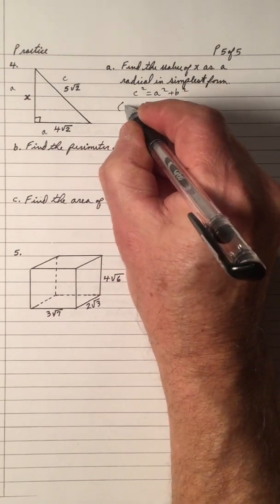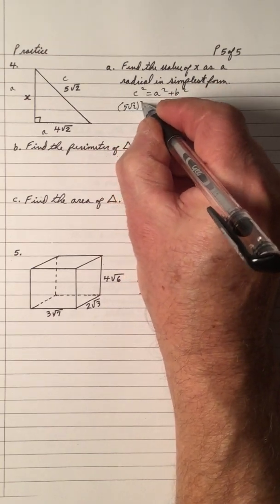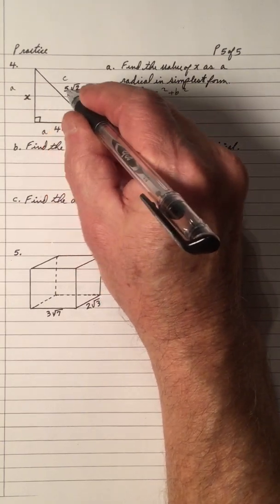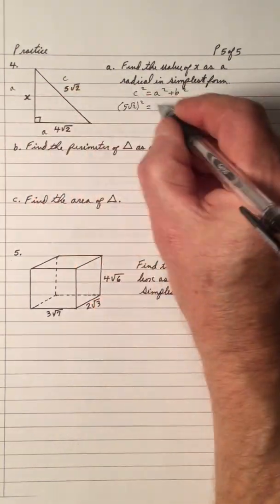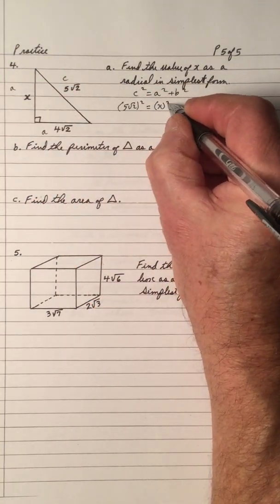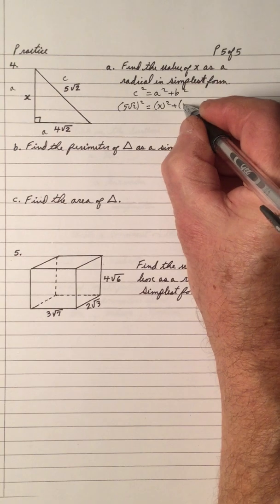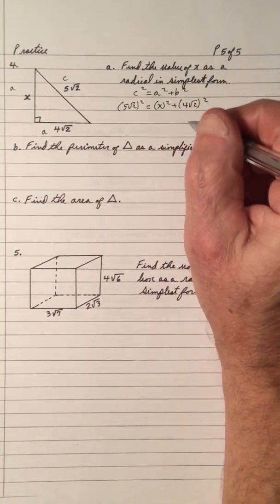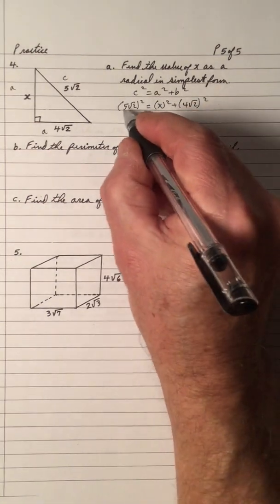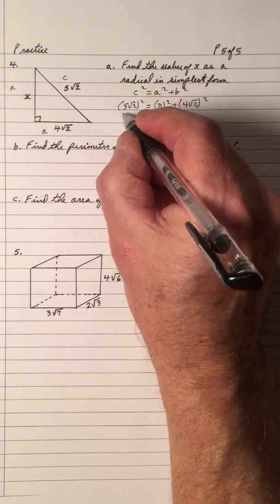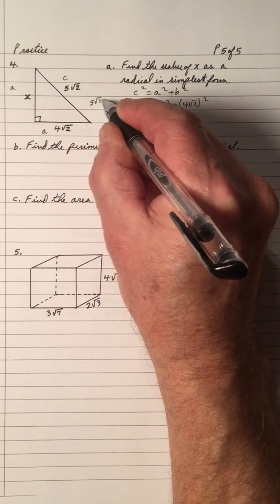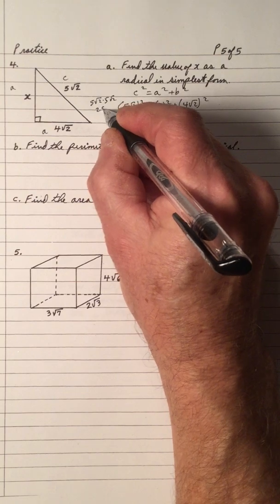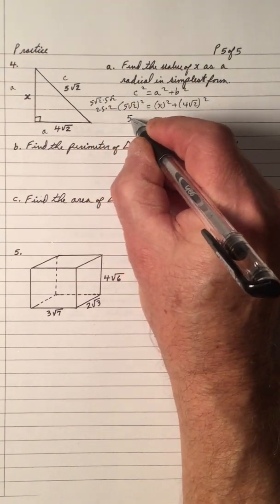So that means that 5 root 2 is my c. C is the opposite of the right angle, which is the hypotenuse. A is x, and b is 4 root 2. So we can have Pythagorean with radicals as well as integers. And 5 root 2 squared is, let's write that, 5 root 2 times 5 root 2. That's 25 times 2, so that's a 50.